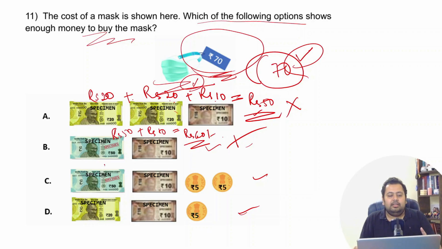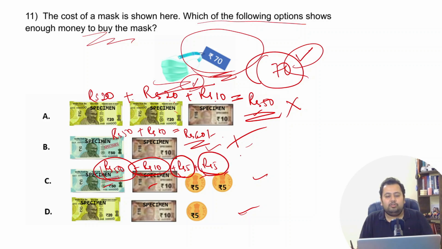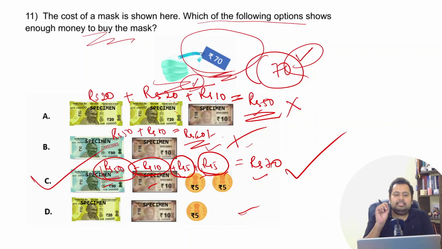Now, option number C. Option number C shows rupees 50 plus rupees 10 plus rupees 5 plus rupees 5. So this is two 5 rupee coins, one 10 rupee note and one 50 rupee note. So 50 plus 10 is what? Rupees 60 plus rupees 5 is rupees 65 and plus rupees 5 is again rupees 70. So if you add, this comes out to be rupees 70. So option number C is your correct answer. Now he has 70 rupees, that is enough money to actually buy the mask.